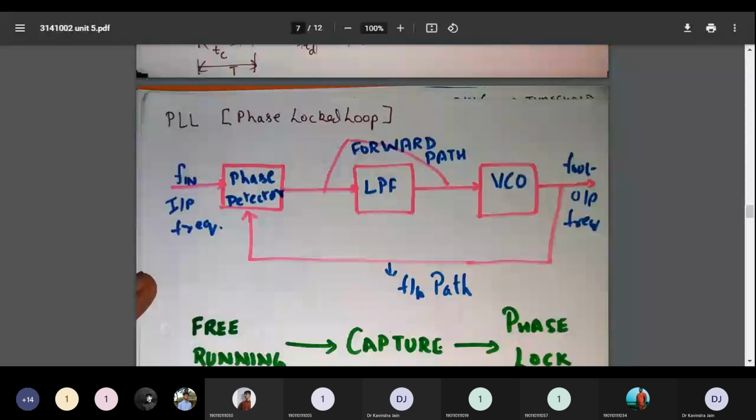The next block is the VCO block. The input DC level, that is the output DC level of the LPF, when given to the VCO, the output frequency is compared to the input DC level before it goes to the phase detector loop again.